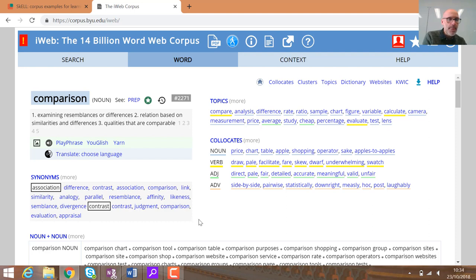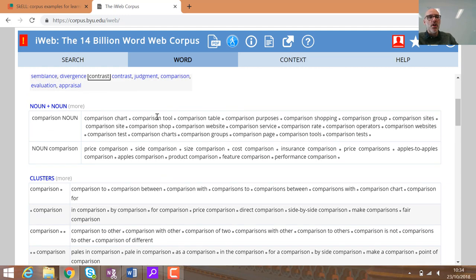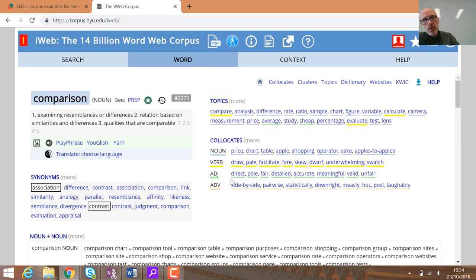So there are some nouns that the word comparison appears with. Price comparison table. This one doesn't tell you whether they're collocations before or after the word. But down here you get a lot more information on that. Comparison chart, comparison tool, comparison table, price comparison, size comparison. There's some adjectives here, and I quite like meaningful comparison. Meaningful comparison is sort of straight away a little bit critical, analytical. The idea that not all comparisons are meaningful is sort of inside this.